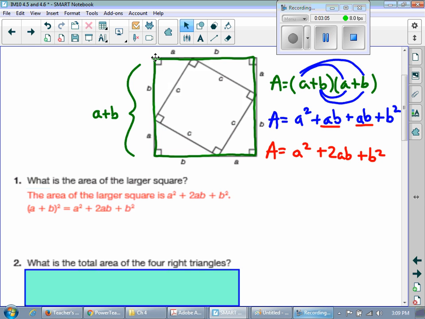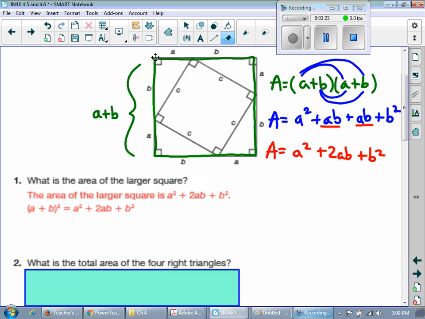Okay, a little bit of work with distributing. You might have heard of this term called FOIL, first, outer, inner, last. That's the same thing as double distribute. We've kind of gone away from that saying. We're just going to call it double distribute. Okay? All right, so moving on to question number 2, it says, what is the total area of the 4 right triangles?